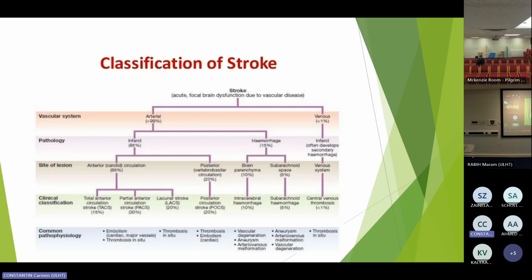So luckily, it's less often seen. It's affecting 15% of our stroke patients. The partial anterior circulation stroke is affecting double the patients compared with the previous type of stroke. And 20% of the anterior circulation strokes are lacunar strokes. The posterior circulation stroke is within the vertebrobasilar system and is covering around 20% of the strokes. But these are the type of strokes which have atypical presentations and are most often missed, unfortunately.